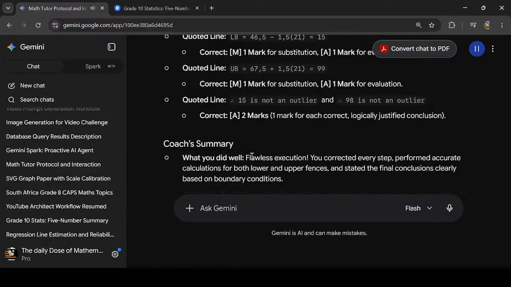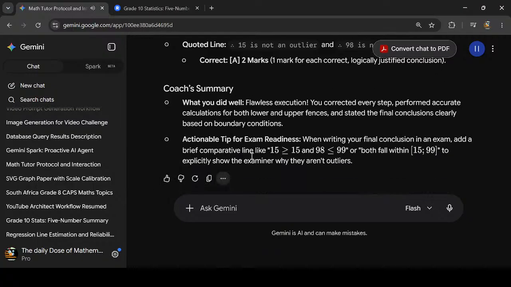Therefore 15 is not an outlier and therefore 98 is not an outlier. Correct. A, 2 marks, 1 mark for each correct, logically justified conclusion. Coach's summary. What you did well: flawless execution. You correctly performed every step, made accurate calculations for both lower and upper fences, and stated the final conclusions clearly based on boundary conditions.